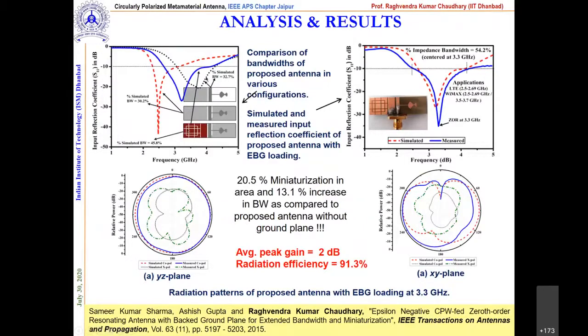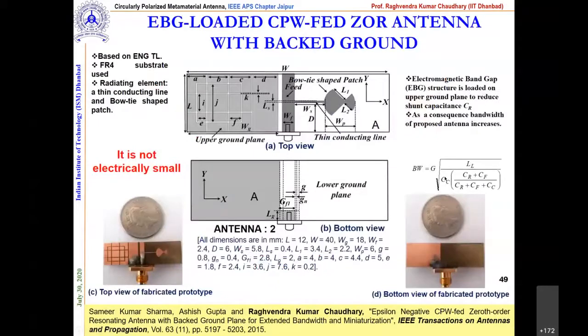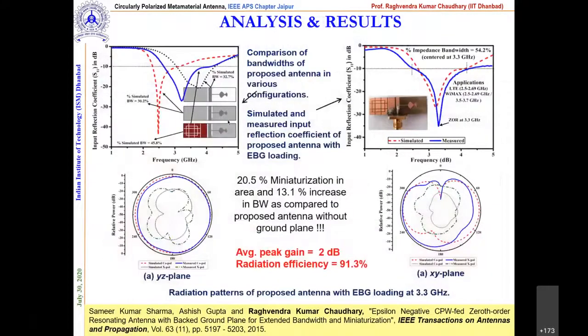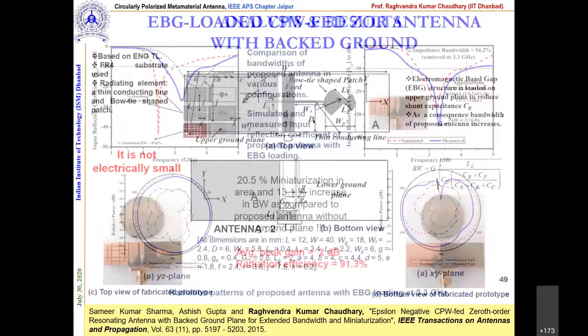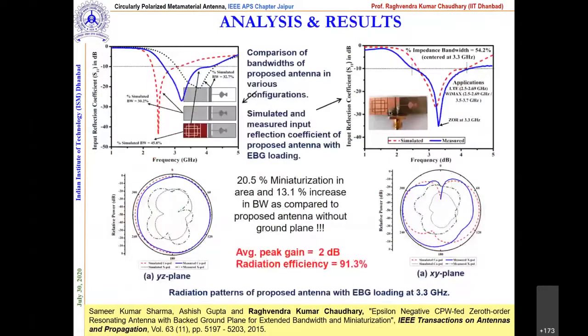But here the bandwidth is increased. The reason is quite clear. If you try to derive the formula, you will find the capacitances are responsible, because due to these gaps, the extra capacitance over the surface, the series, and the overall capacitance in the shunt decreases. Finally, I would say that we got an average peak gain of 2 dB, and the radiation efficiency is 91.3. So in a very small antenna, we tried to achieve all those things.